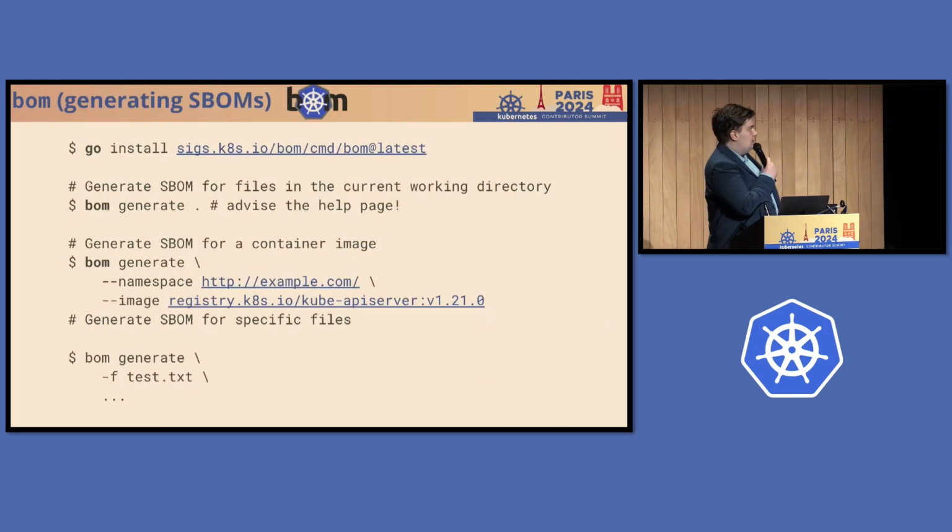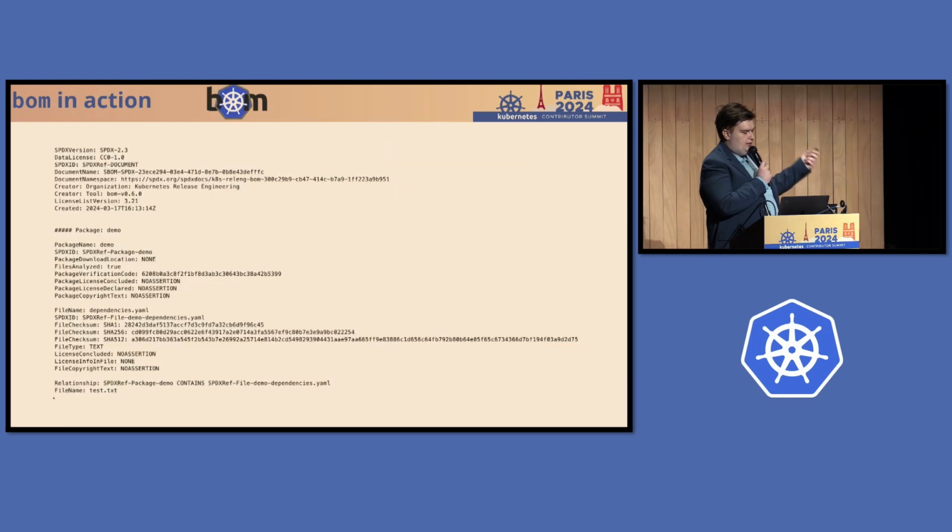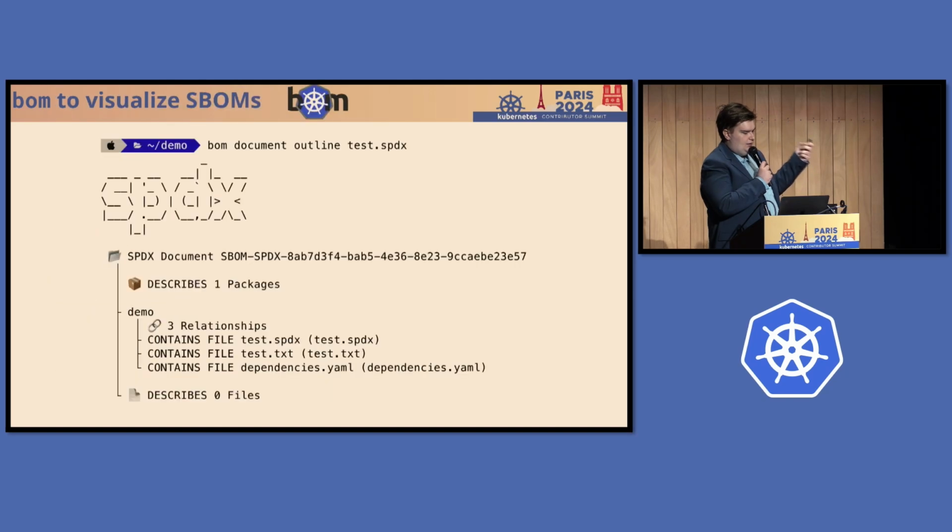And how do you use it? It's very simple. Simplicity is one of our values as well. You just run bom generate with a dot, and it generates the SBOM for you based on your current working directory. Or you can use, for example, an image, like the kube-apiserver example here, or you can also manually provide files to be included in the SBOM. You just run the command, you get the SBOM, and you can also use it to visualize an SBOM, which is pretty useful, with the document outline command, to see what's actually in the resulting SBOM. Or if you want to see how to use it and what's there, you can use the bom command.